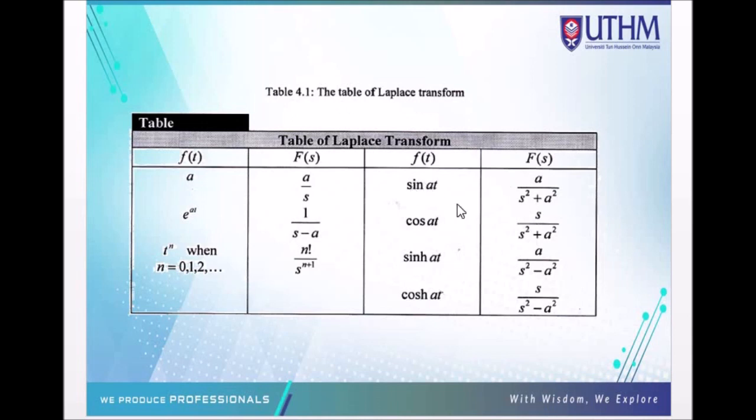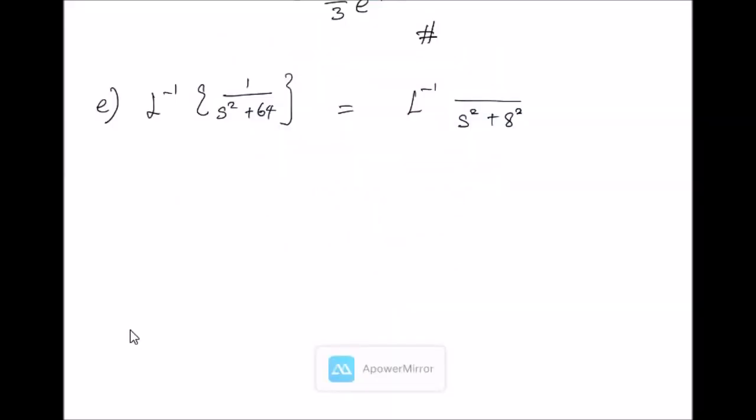Okay, this is the table of Laplace transform. The sine is a over s squared plus a squared. The cos is s over s squared plus a squared. So in our question, we don't have any s on top in the numerator. So therefore, sine is more suitable. We use sine at. If we use sine at, then a must be 8. So we have the 8 here, to fulfill the sine at format.